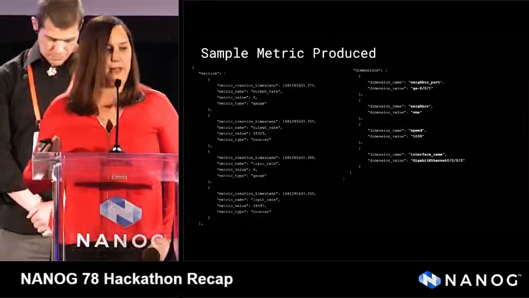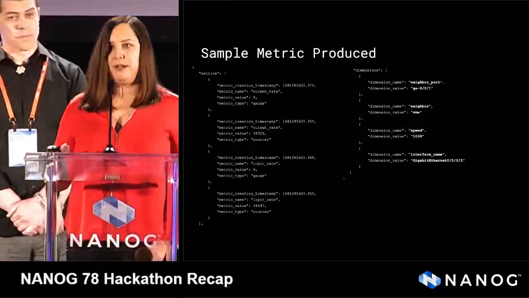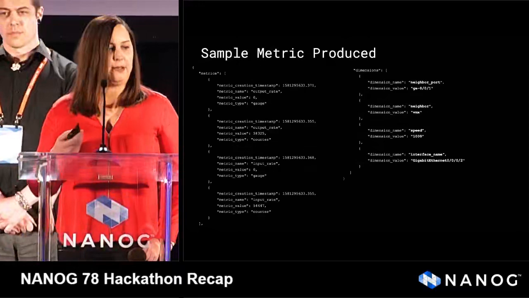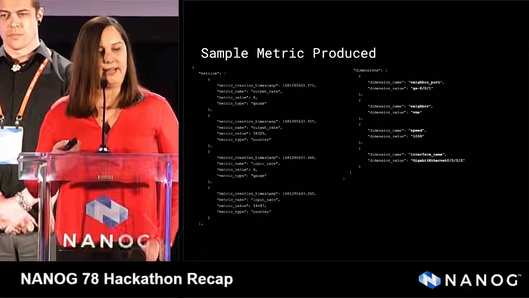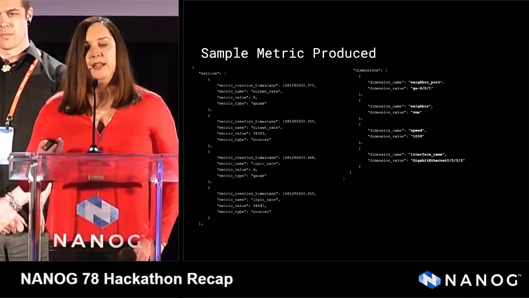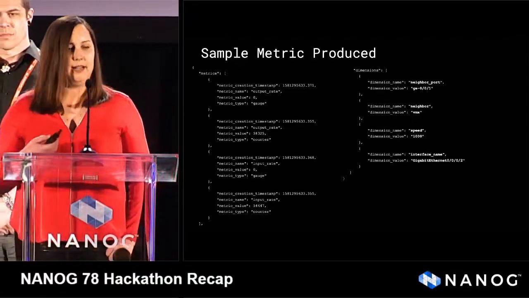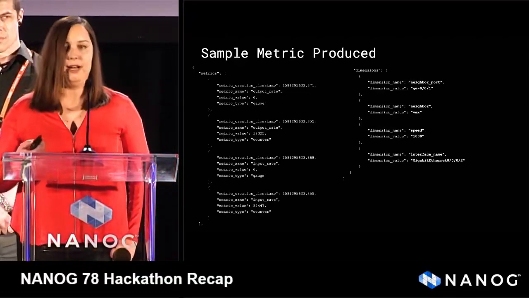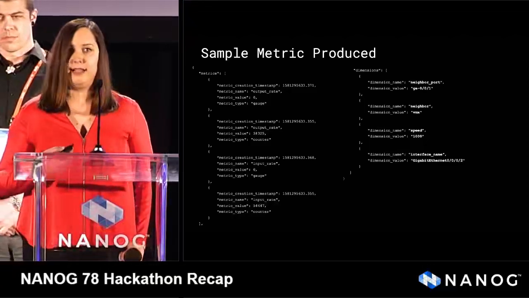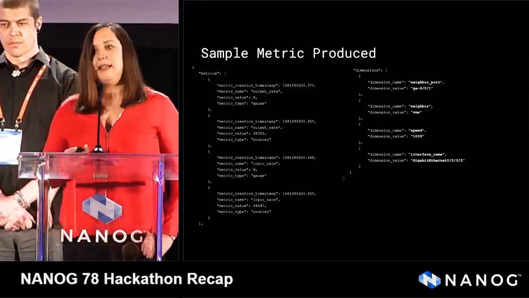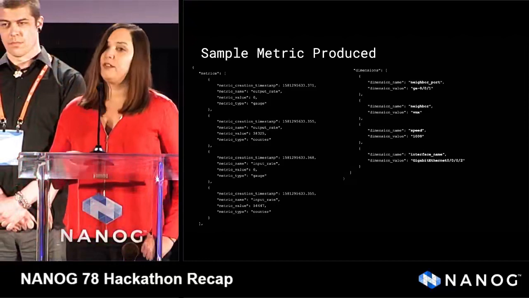And this is an example of a metric that was produced that was read off the Kafka bus. You can see that we do get the input and output rate in both a counter and a gauge. The gauge is that converted rate. And then the dimensions we added were our neighbor port, our neighbor name, the speed of that link so that we could calculate utilization, as well as the interface name that's the source of the metric.